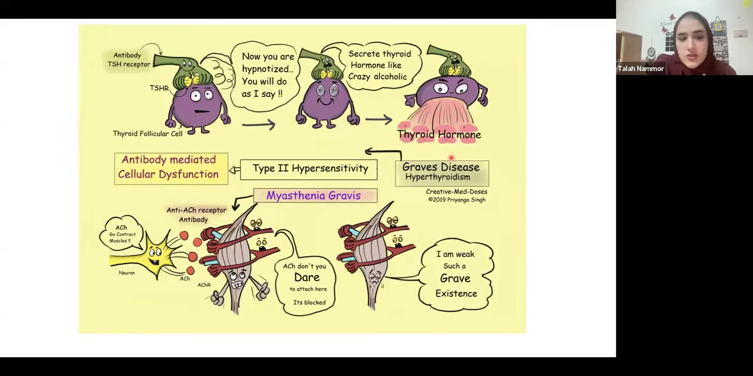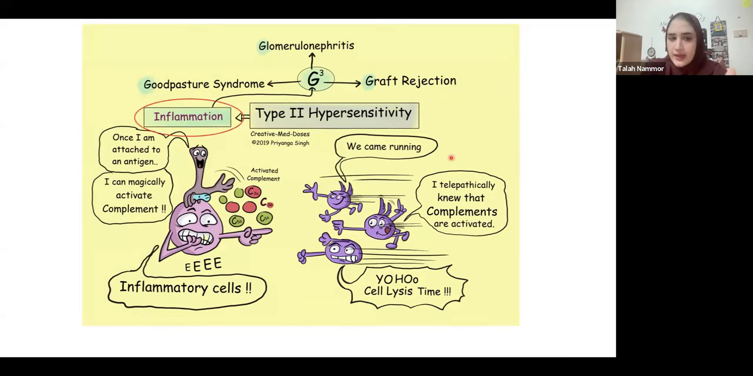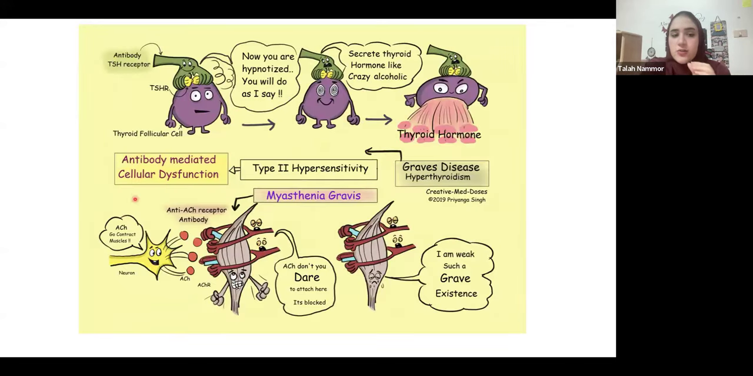Last but not least, another example. We said antibodies act on the body by opsonization and phagocytosis. They act by activating the complement cascade. And last but not least, they cause antibody-mediated cellular dysfunction. What do we mean by antibody-mediated cellular dysfunction? I don't know if you know these diseases, but they were mentioned in the lecture. I don't know how the doctor explained them.